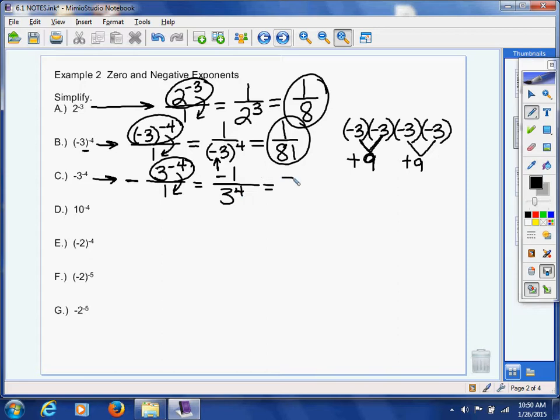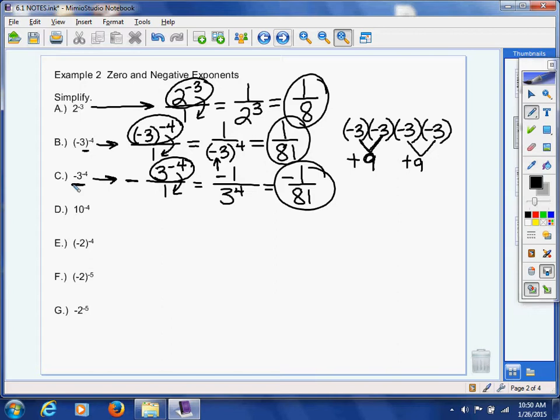So it's going to end up being -1/81, because 3 to the 4th power is 3 times 3 times 3 times 3, which is 81, just like above with the negatives. Except our answer is -1/81, all because there's no parentheses around that -3. That's the only difference that was made there.